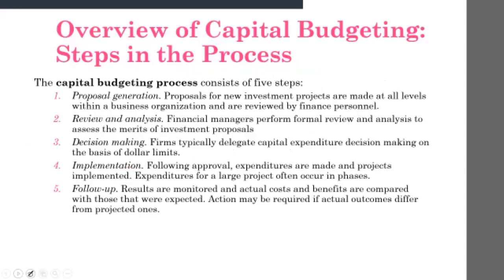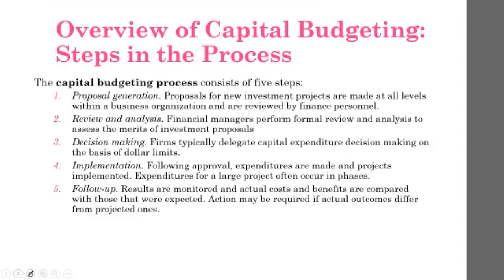The capital budgeting process consists of 5 steps. So let's say you're a manager for a company, you're the HR director, and you have an idea or you want to use an HR system to manage employee records, absentees, vacation, that sort of stuff. How do you go about requesting the funds, getting this project in place? Proposal generation. So the first thing is that proposals for new investment projects are made at all levels within the organization and are reviewed by the finance personnel.